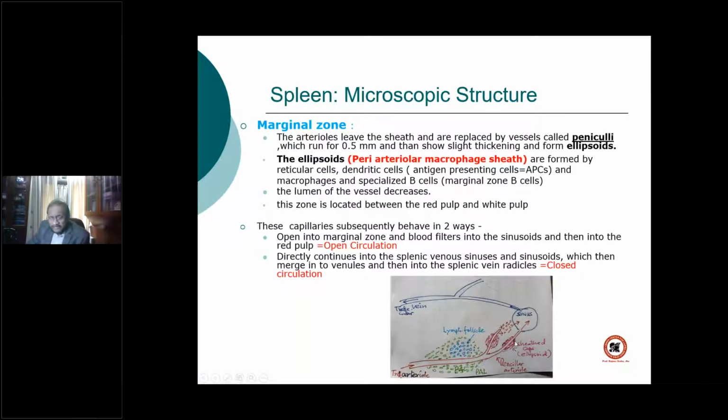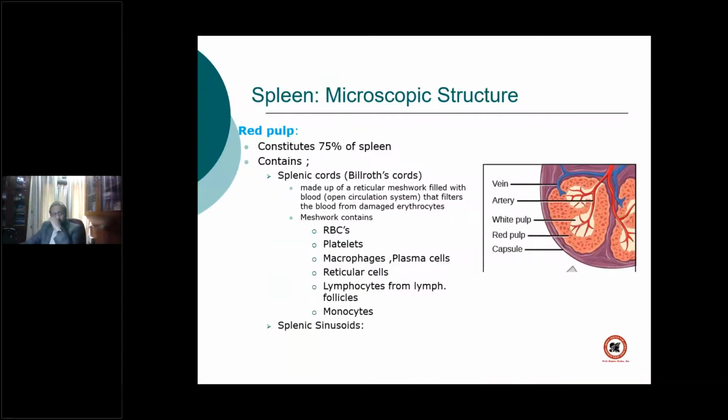The ellipsoid part, which we just said is coated by macrophages, along with that also has other important cells, namely the dendritic cells, and we all know the dendritic cells are basically the APCs, or antigen presenting cells. And it has specialized B cells which have migrated from here, and they are known as marginal B cells out here, right? And this marginal area is known as the marginal zone. This is a zone located between the red pulp here and the white pulp here. So this is the marginal zone we're talking about, right? So now we know what the closed and the open circulation means.